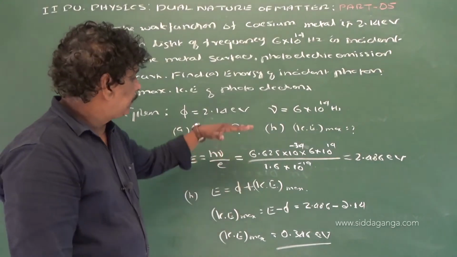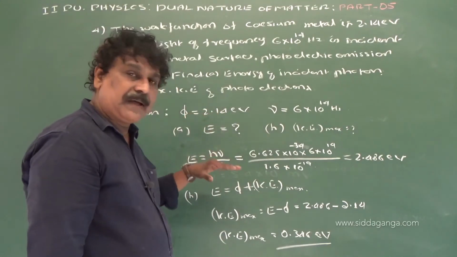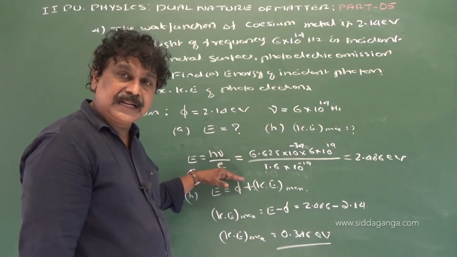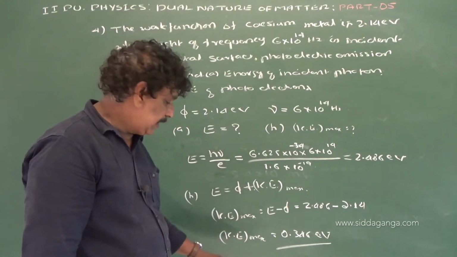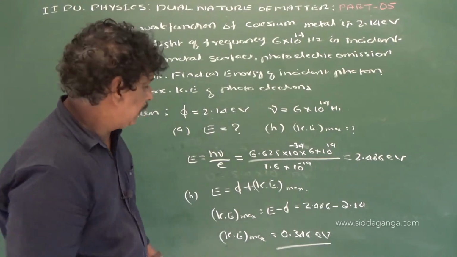So here the work function is given in electron volt. Therefore, we have calculated the incident energy in electron volt, and finally we got the kinetic energy also in terms of electron volt.